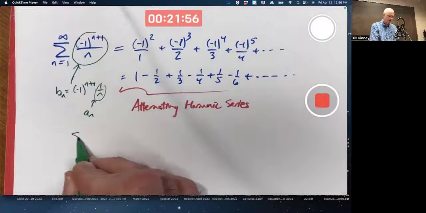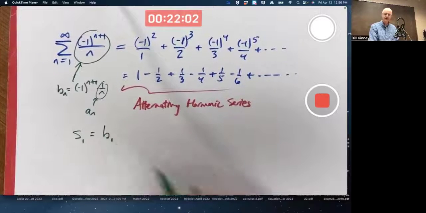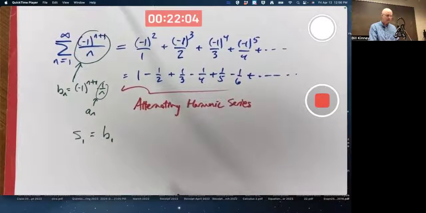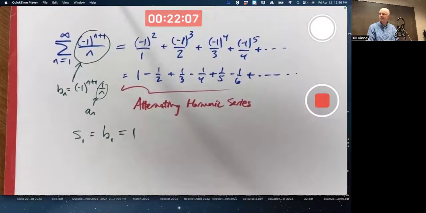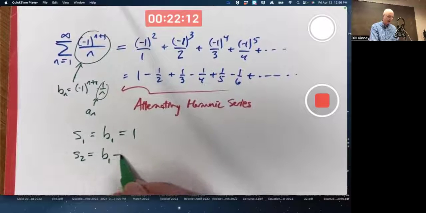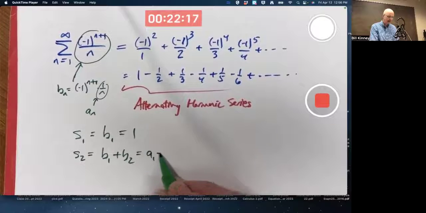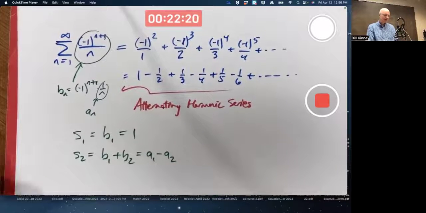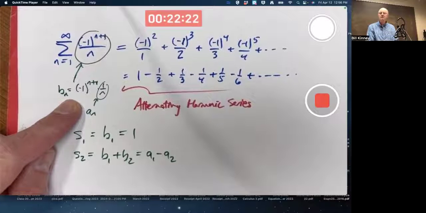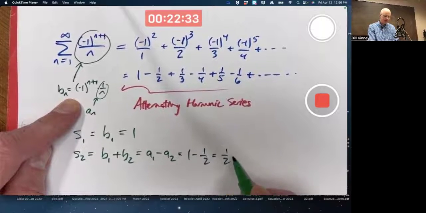So the first partial sum, S1, the things you're adding here are really the b's. It's b1. b1 is 1. Not much to do there. What's the second partial sum? It's b1 plus b2, which by this notation really is a1 minus a2, because when n is 2, -1 to the third power is -1. That's why I get a minus sign there. So this is 1 minus a half, which is a half, 0.5.